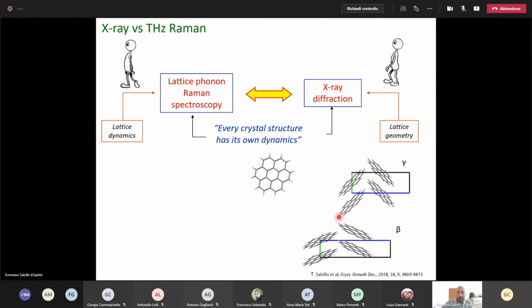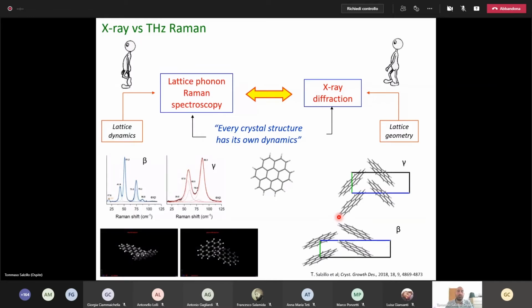And now let's see what we can get by low frequency Raman. We can observe here, in the low frequency region below 150 wave numbers, that beta and gamma have a completely different pattern. So even a very small change in the crystal lattice generates a completely different dynamic of the system.